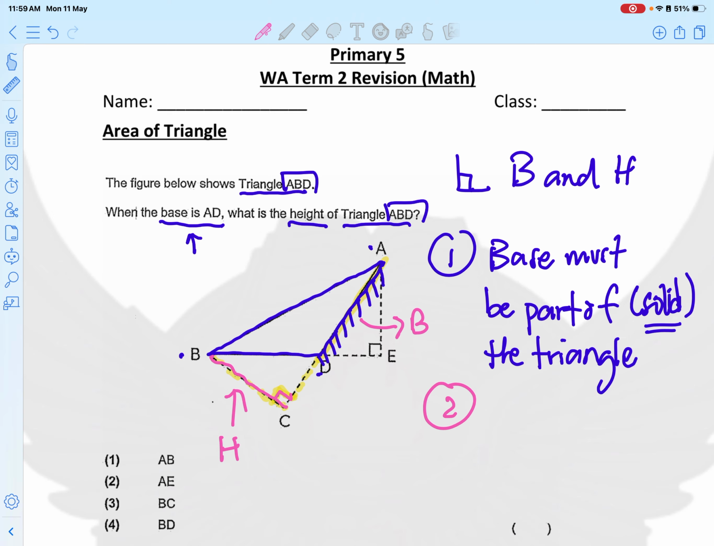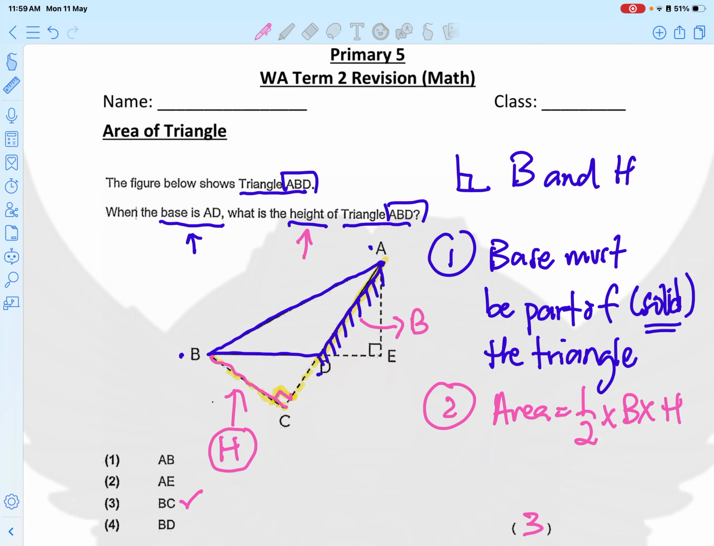So as a recap, we also need to know that the area of a triangle is given by half times base times height, which we may require in the next few questions. So we have already solved this question. The height of triangle ABD is actually given by BC. So the answer is number 3.